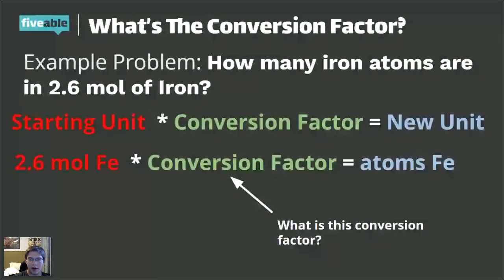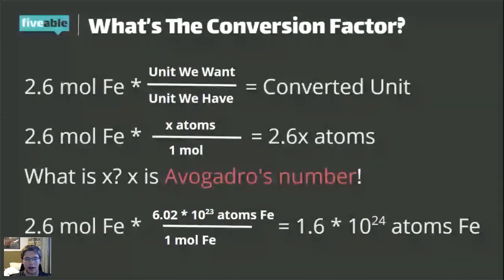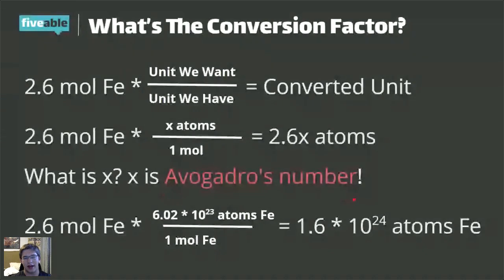Perfect, right? And that's because of the definition of the mole. If you have a mole of something, that means that you have 6.022 times 10 to the 23rd of that something. So if we look at how we set up our problem, we have the unit we want over the unit we have: some number of atoms per 1 mole. Well, we know that if we have a mole of atoms, we're going to have Avogadro's number of that atom. And so we're going to replace that X right there with Avogadro's number.